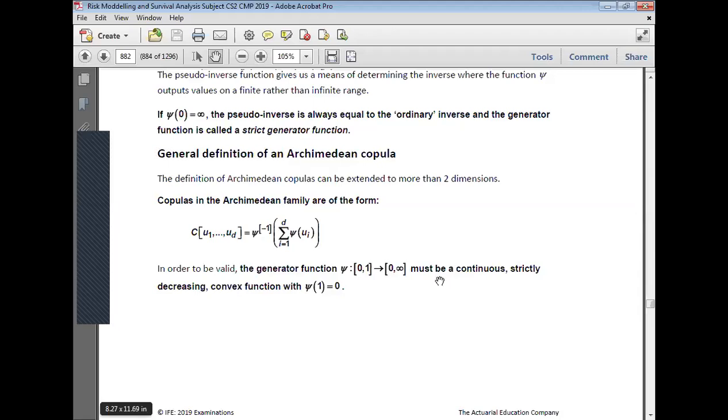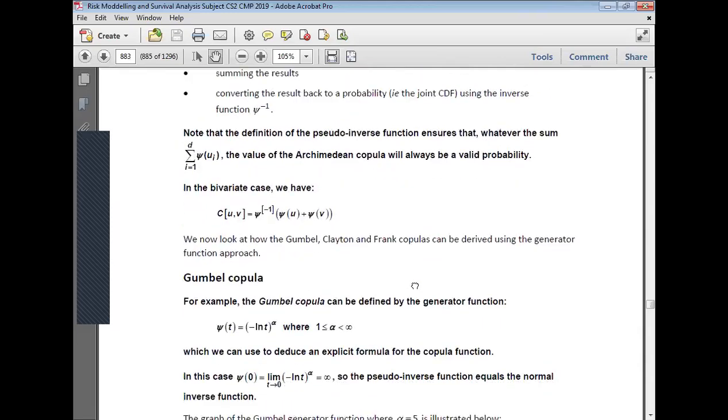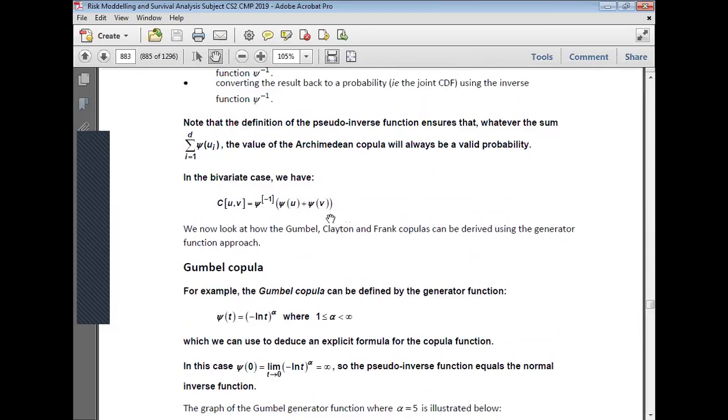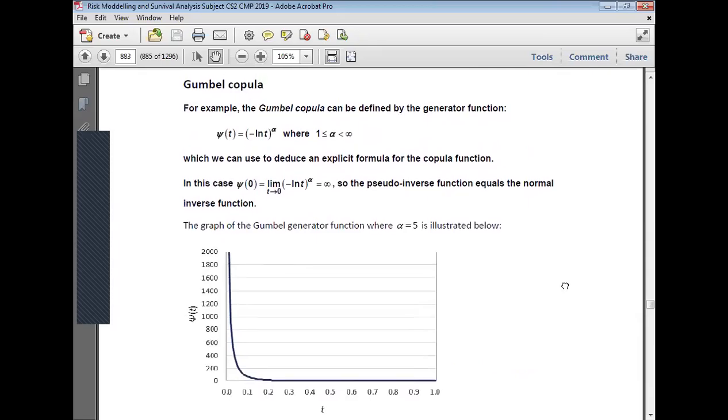So again, for it to satisfy other properties, you also need this generator function to be a continuous, strictly decreasing convex function with its value at 1 being 0. So we'll have a look at how it looks. I guess they have given you numbers here. Wait, what is it that we have here? Yeah, this I guess we've already discussed. Yeah, so again, for it to be a valid probability, it should be between 0 and 1. So yeah, this is how the Gumbel's case would look.